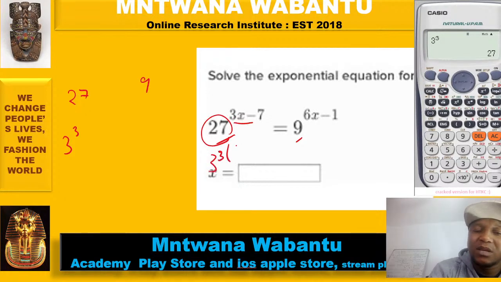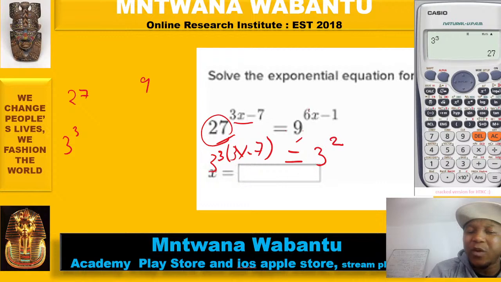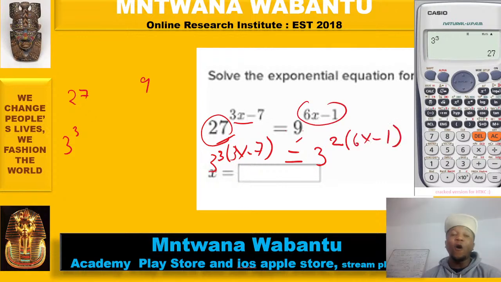And then outside here on top, I have 3x minus 7. And then equal sign, always don't forget. What is 9? 9 is 3 square. But here on top, I have a bracket. Put your bracket 6x minus 1. So now the bases are the same. Once the bases are the same, cancel them. You don't need them. Cancel.